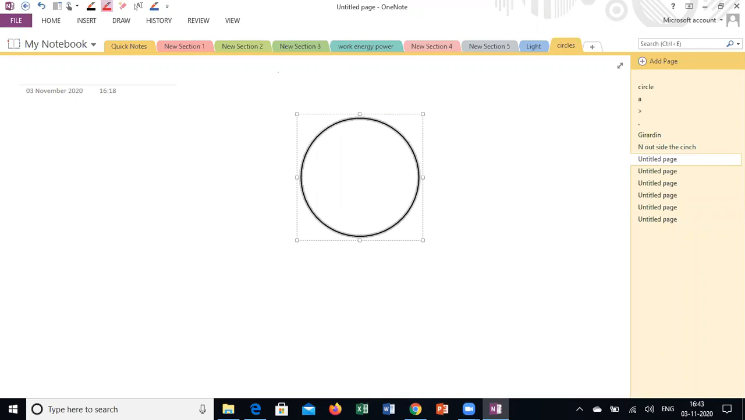Suppose the point is inside the circle. Is there any possibility to draw a tangent? No, sir. The point is inside the circle, so there is no possibility of drawing a tangent. No tangents can be drawn.